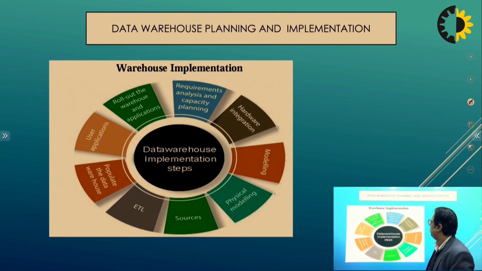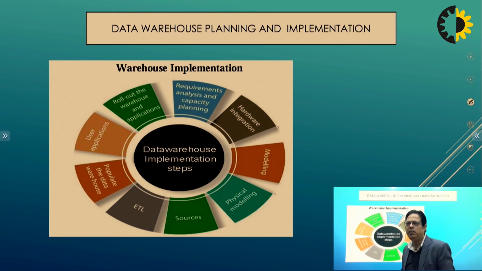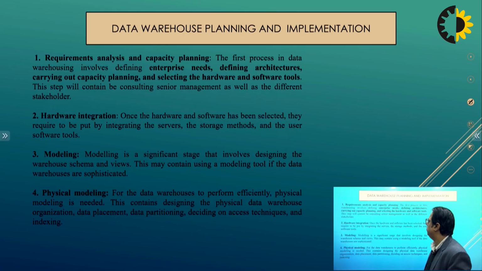These are the warehouse implementation processes. This graph shows the first process is requirement analysis and capacity planning. Second, hardware integration. Third, modeling, physical modeling, source, ETL process: extraction, transformation and loading. And then populate the data warehouse, user applications, and roll out the warehouse and applications. These are the steps for implementing the warehouse.